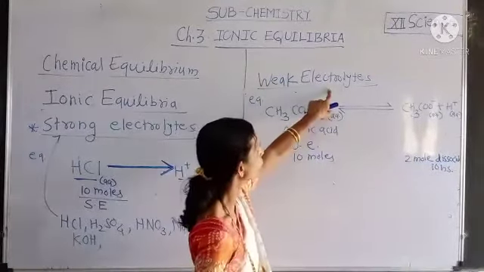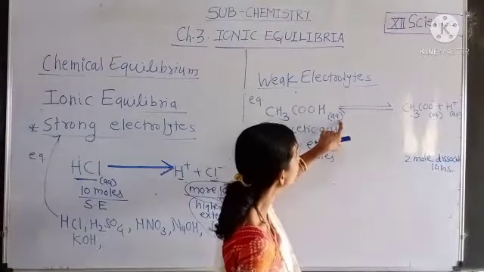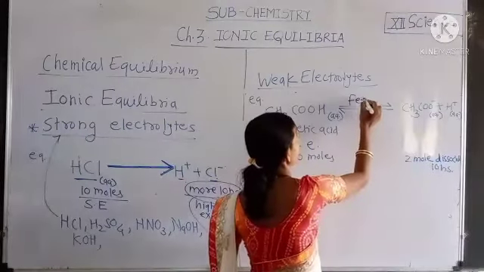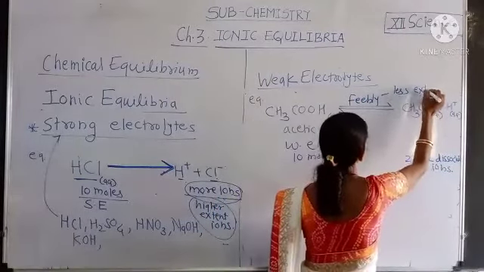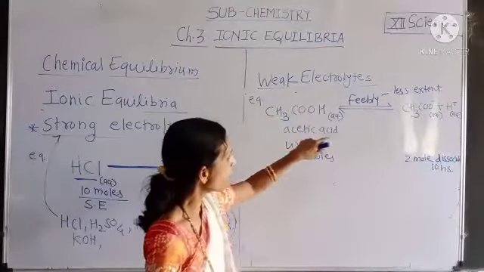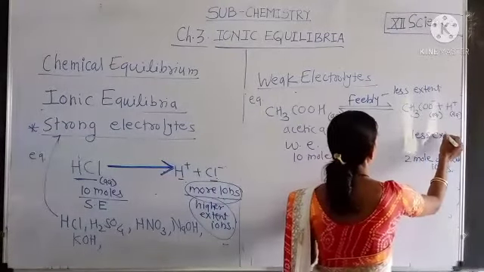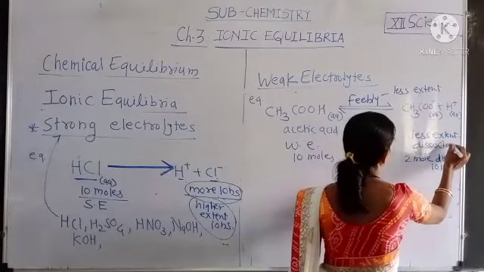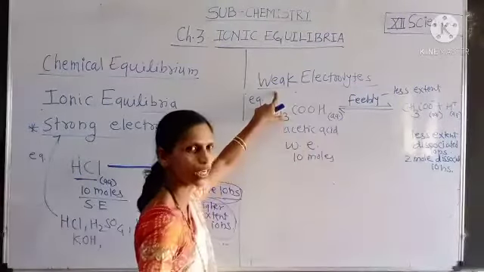So what is a weak electrolyte? It is a substance or species which, dissolved in water in aqueous medium, dissociates feebly, that is, to a lesser extent, and the solution contains a lesser extent of dissociated ions. These are called weak electrolytes.